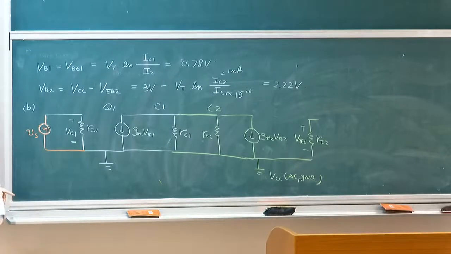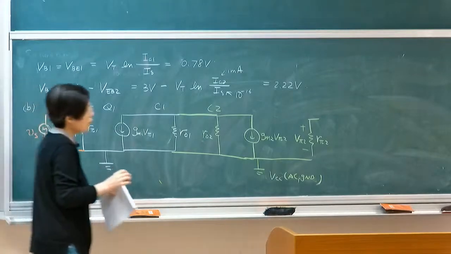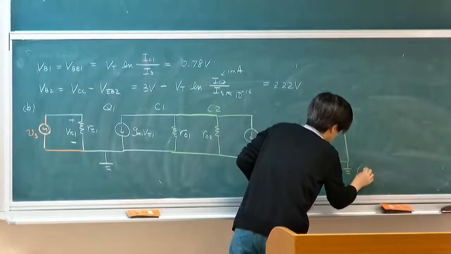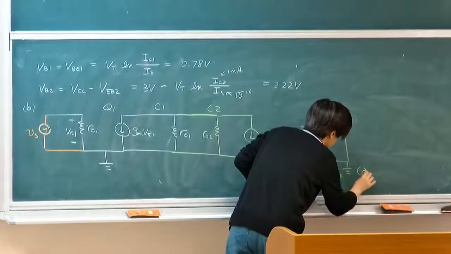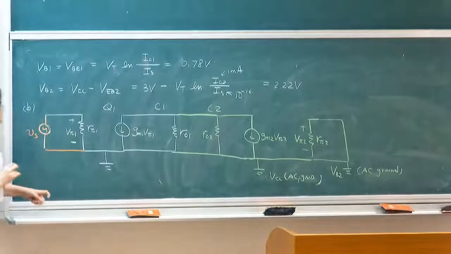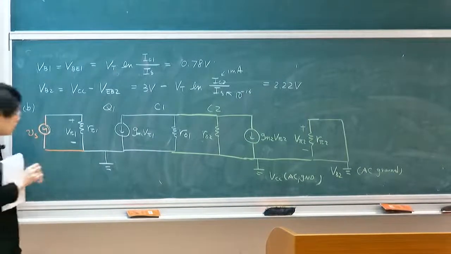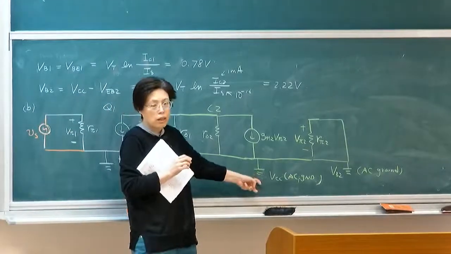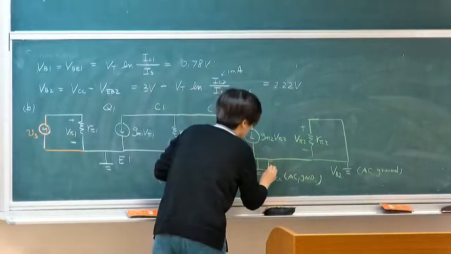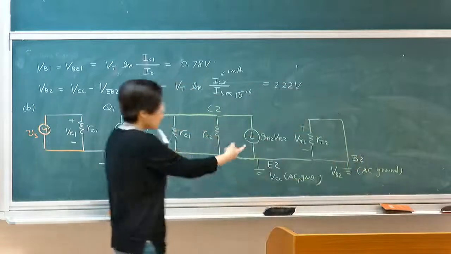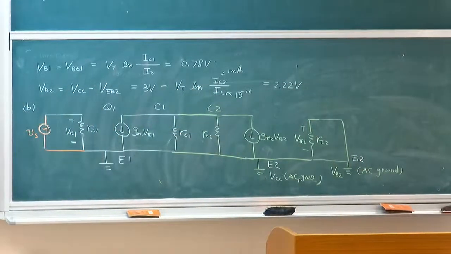VB2 is AC ground. It's also ground. So this is connected to ground. This is VB2, which is also AC ground. So you're grounding all the three DC components: the real ground, which is emitter one, is the real ground, and you have the AC ground of emitter two. And this is emitter, this is base two. And all of them being grounded. Okay? So this is my equivalent circuit.